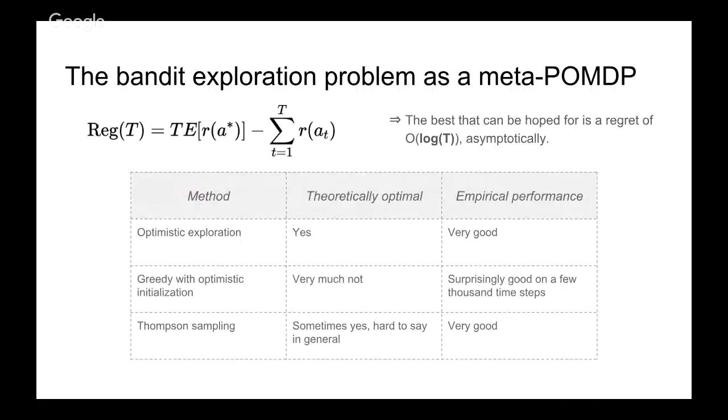However, in practice, we have different empirical performance from the theoretical optimal bounds that are found in papers. And here are three particular methods that I wrote down. There is the optimistic exploration that we are going to talk about, which is theoretically optimal. So when I say yes, theoretically optimal, that means that it also has an expected regret of the order of log t. It has also a very good empirical performance.